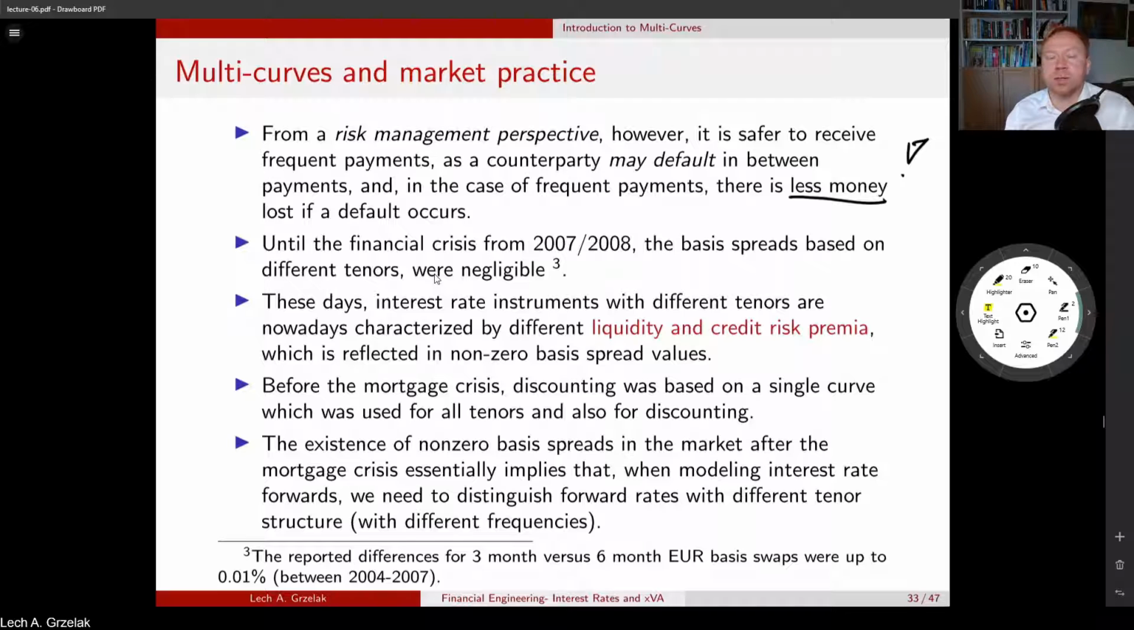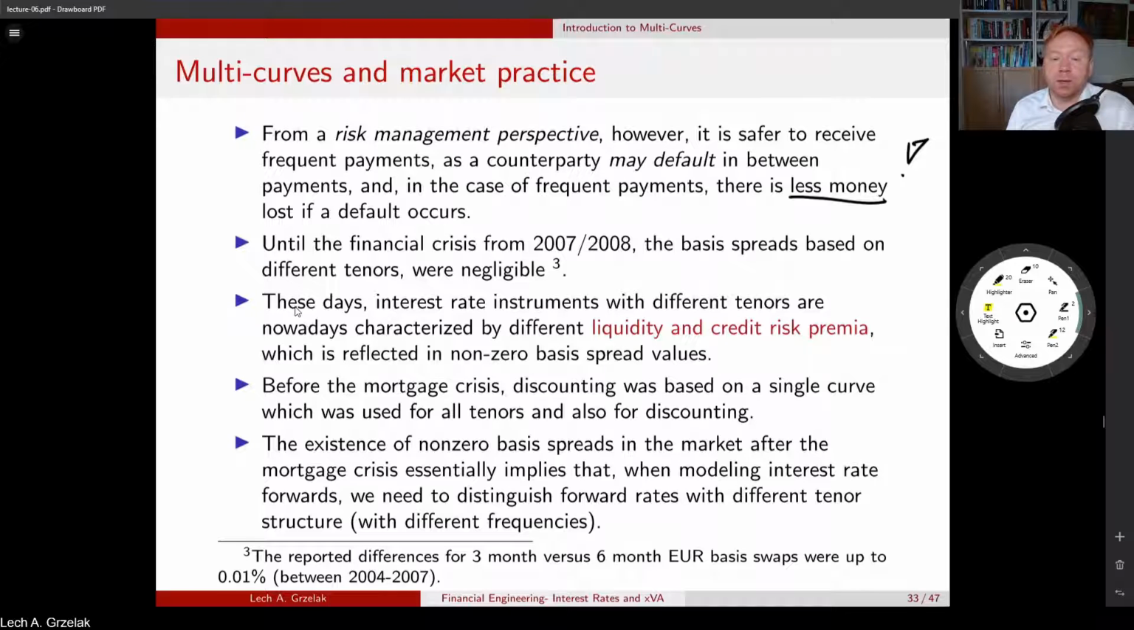And after the crisis, this diverged. We could see basis spreads between different tenors, and those basis spreads were no longer negligible. There were multiple basis points of difference between the curves of different frequency.